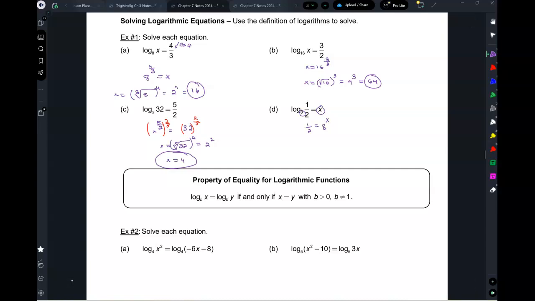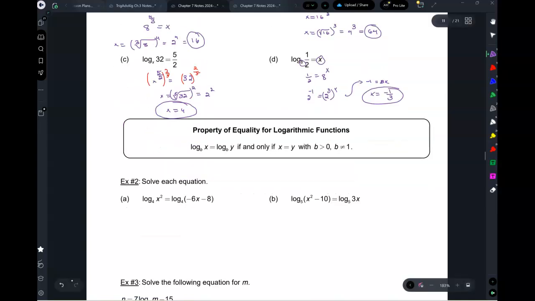Well, maybe I can make the bases the same. So why don't we write the 1/2 as 2 to the minus 1. 2 cubed to the power of x. So now minus 1 is equal to 3x. So x is negative 1 over 3.